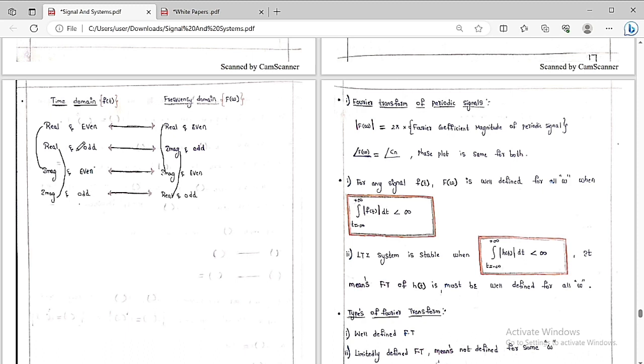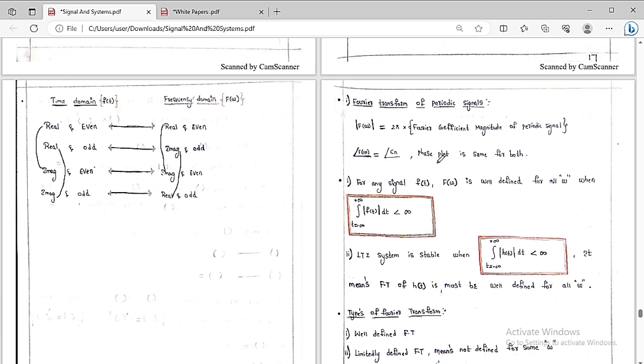If f of t is a real signal with odd nature, then f of omega is purely imaginary with odd nature. So now replace real by imaginary and imaginary by real, vice versa, but the remaining things are the same. So if you know the first two things, getting the remaining two is a piece of cake. So these things you always have to keep in mind.